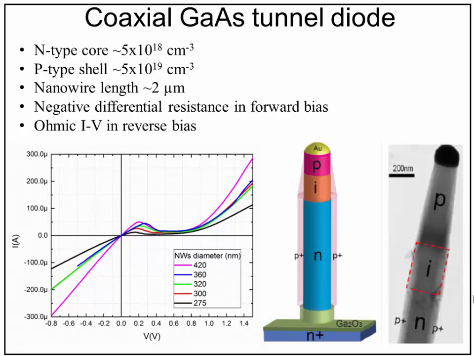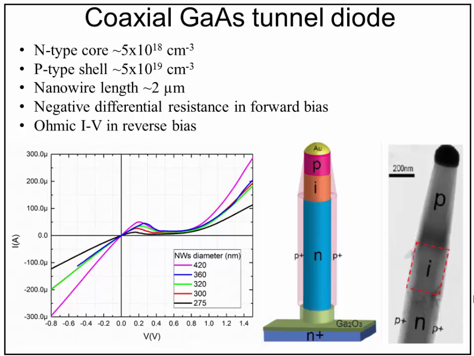And then you have the PN coaxial junction. And we control the doping level for this coaxial tunnel diode here. The n-type core was set to mid-10^18, and the shell to a degenerate level of mid-10^19. An intrinsic layer was placed here to stop any axial conduction from the top, from the gold, and the ohmic contact was made to the gold using the degenerate p-type segment.